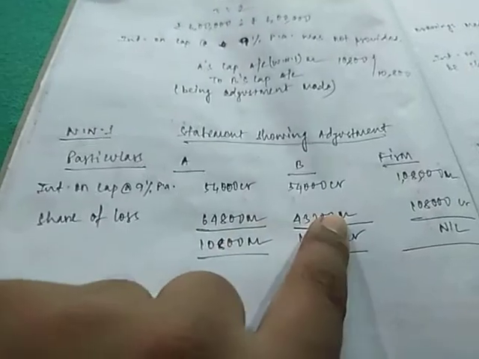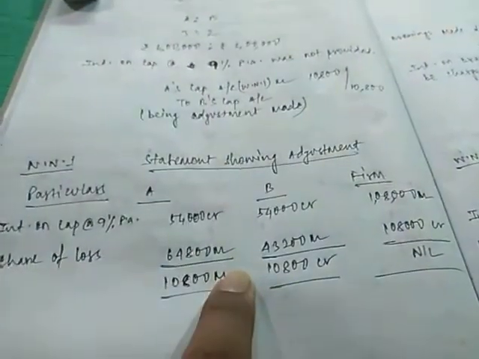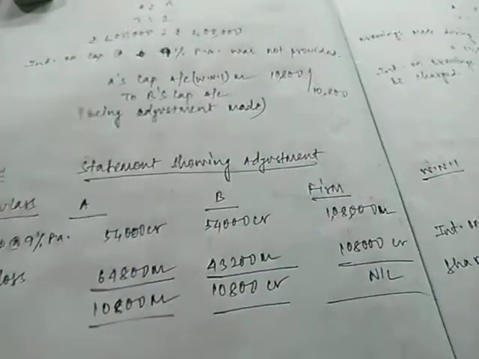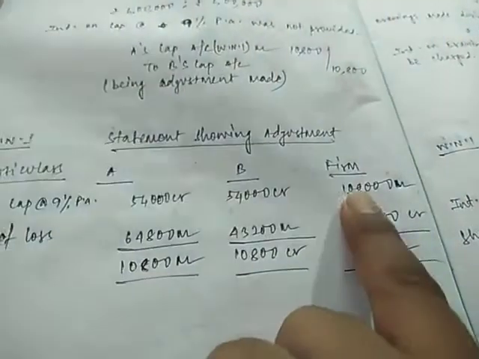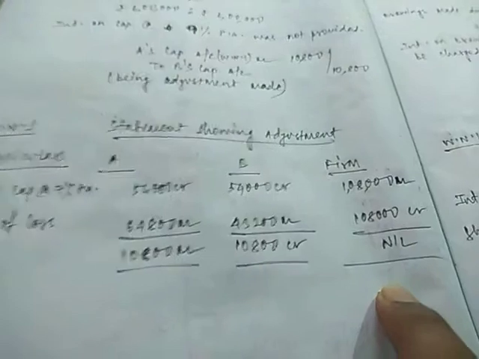This will be debit because share of loss is debit. Partners are sharing loss, so loss is always debit for the partners and it will be credit for the firm. Always remember, what will be debit for the partners will be credit for the firm and vice versa. So since it is debit for the partners, it will be credit for the firm. Now just draw a line and balance it. 1,08,000 debit, 1,08,000 credit for the firm, so it goes nil.